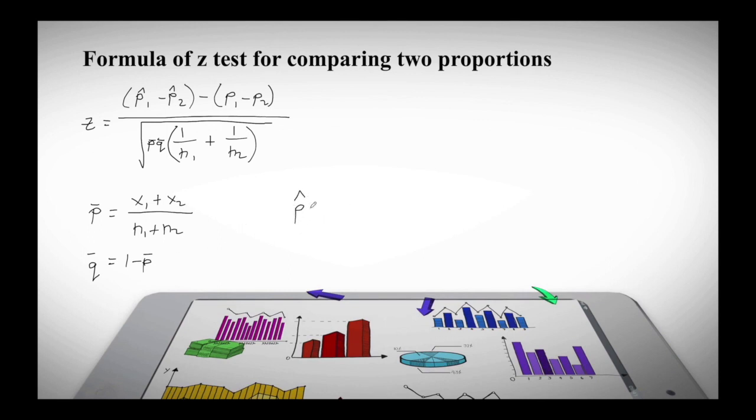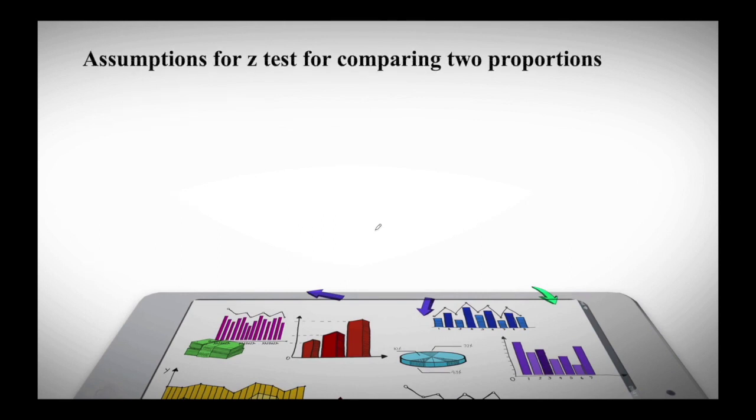So, P hat sub 1 equals X sub 1 over N sub 1. Again, P hat means the proportion. Here, we have P hat sub 1 equals X sub 1 over N sub 1, meaning this is the proportion of the first population. Okay, I hope you get it. Again, the proportion of the first population is X over N, or the point of interest over the sample size. That is for P hat sub 1. Of course, for P hat sub 2, we have X sub 2 and N sub 2. Okay, I hope you get it.